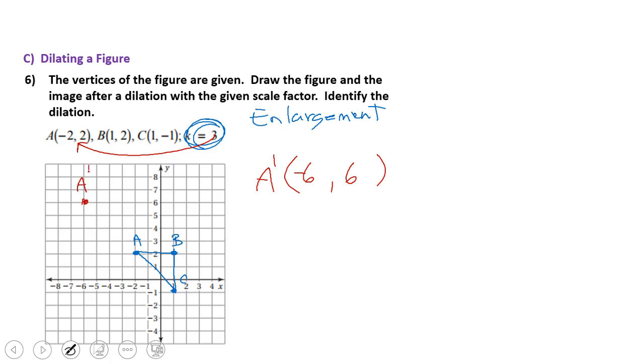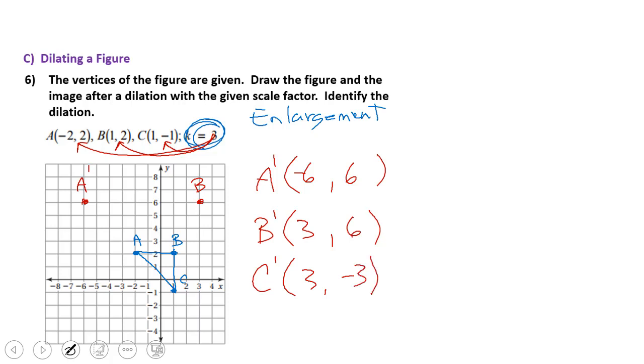A prime. B prime, when we multiply 3 by each one of those coordinates, so 3 times 1 is 3, and 3 times 2 again is 6. So B prime is at 3, 6. And then we're going to C prime, and we're multiplying 3 by each one of those coordinates. So 3 times 1 is 3, and 3 times negative 1 is negative 3. So we go to 3, negative 3, bingo, and that's C prime. And of course, we're going to connect that.